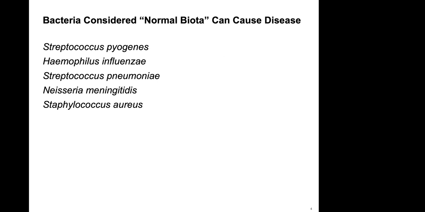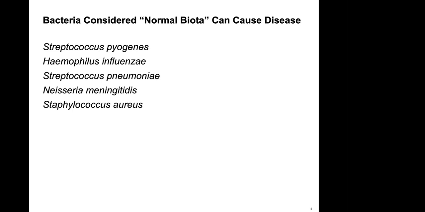Now, bacteria that are considered normal biota can also cause opportunistic infections. And what we mean by opportunistic infections is they are, under normal conditions, part of your normal biota or normal flora, but given the opportunity, they can actually become pathogenic and cause disease.